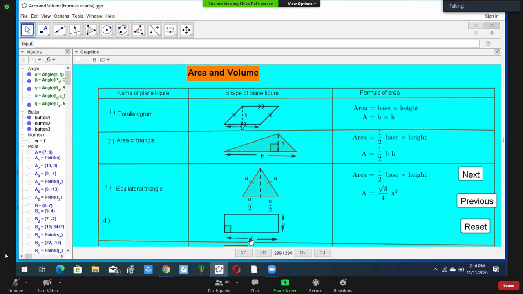Next one, tell me the number 4. What is this? Number 4?